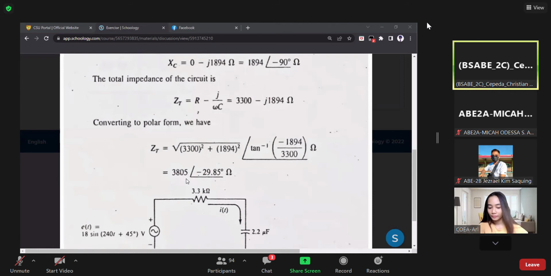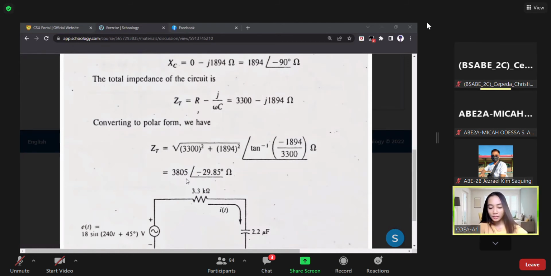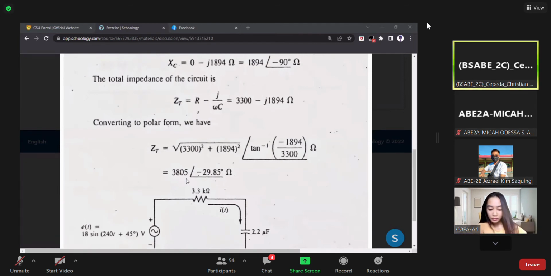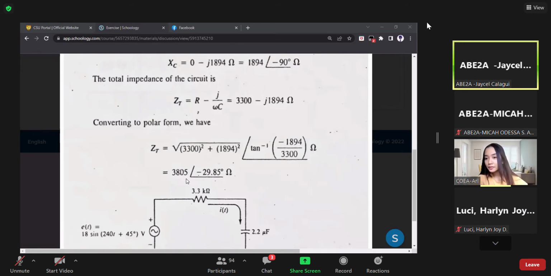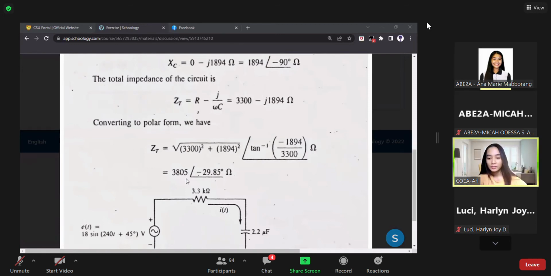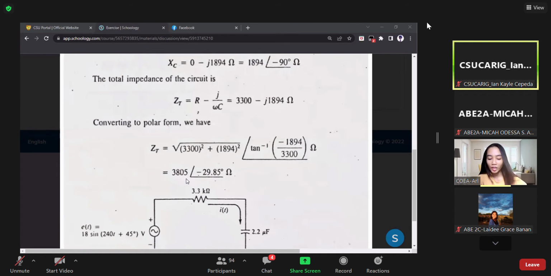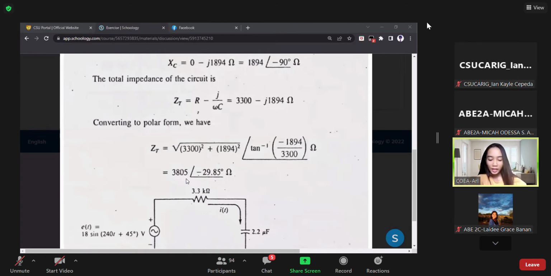29.86 po yung nakuha ko. Okay, 29.80. Negative 29.86, ma'am. Okay, sa akin po, negative 29.85 for me. Negative 29.8523. Okay. Negative 29.85, ma'am. Yes, how about the others? Same lang po, ma'am. Same din. Sa akin naman is 3804.896319. Angle, negative 29.85, 32, 11, 95. Are we the same? Parehas ba tayo?